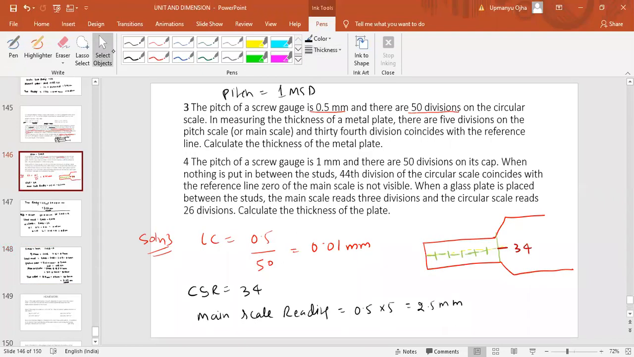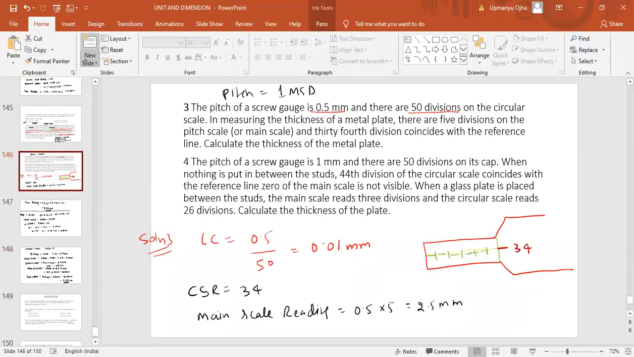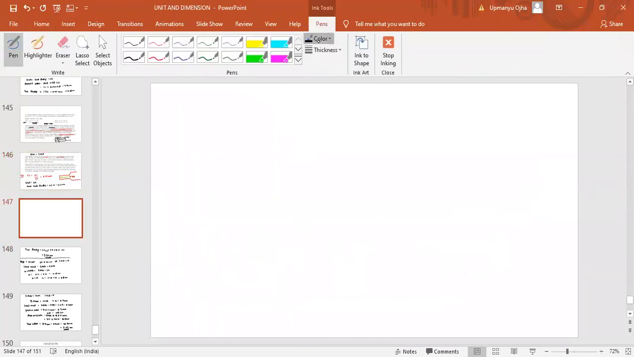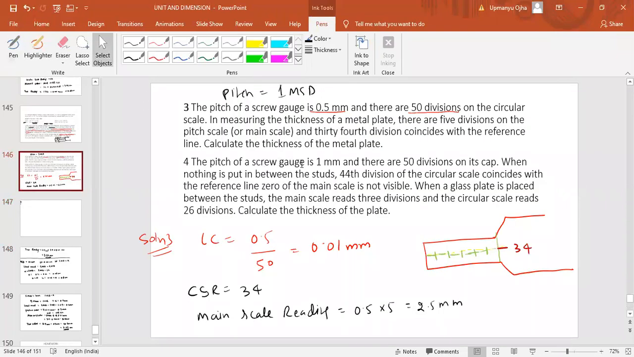So third problem we have already done in the last class. Now fourth problem here. The fourth problem says that the pitch of the screw gauge. So this is question number 4. Solution 4. The pitch of the screw gauge is 1 millimeter and there are 50 divisions on its cap. Yes, you have to read the question carefully. Otherwise, you'll make a mistake in this problem.